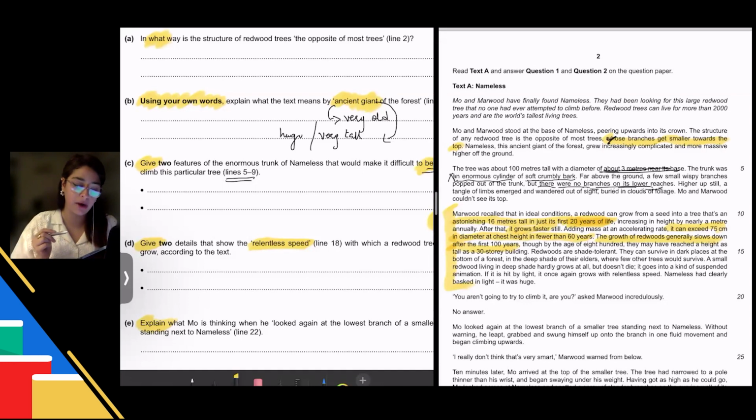Second would be talking about how it can exceed 75 centimeters in diameter in fewer than the first 60 years of life. So these 2 pieces of information, as lifted off from the text, will give us 2 marks.